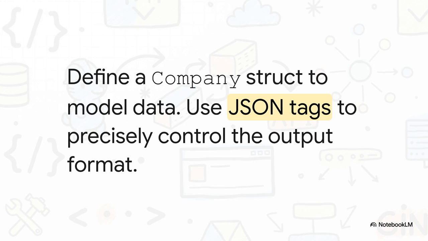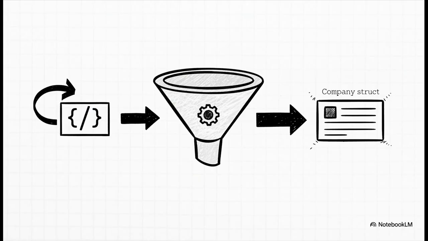So the very first bit of code you'll write is your data model. In Go, we use something called a struct for that. Here, we're modeling a company, but look closely at the right side of the slide. See those little JSON tags? That's the really cool part. They give you pinpoint control over what your API sends back. So even though our code says CEO in all caps, the JSON output will be ceo, all lowercase. It's so clean.